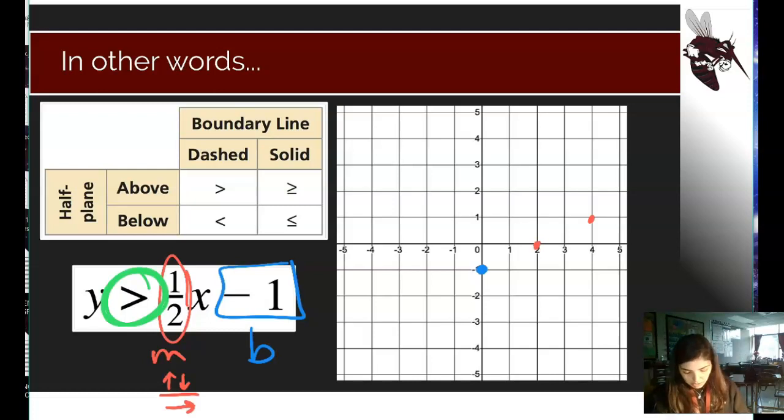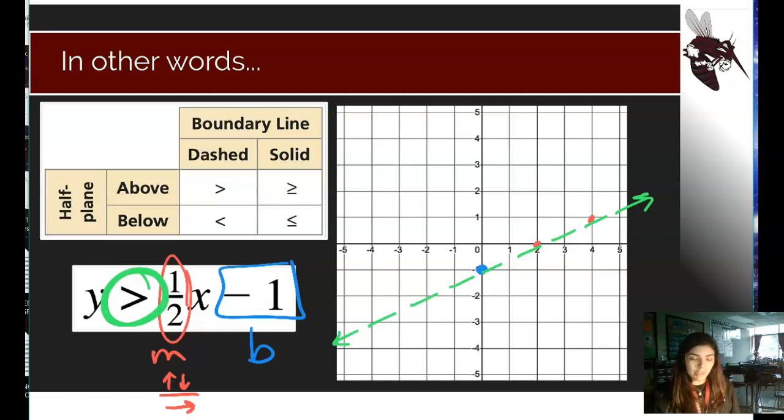Okay, so let's do that part. So we dash this line. Looks great. Okay, this line keeps going on off the map, so I'm going to draw arrows at the end. And now I also have to shade, because there's a half plane of solutions where all of the solutions or coordinates that work for this inequality exist.